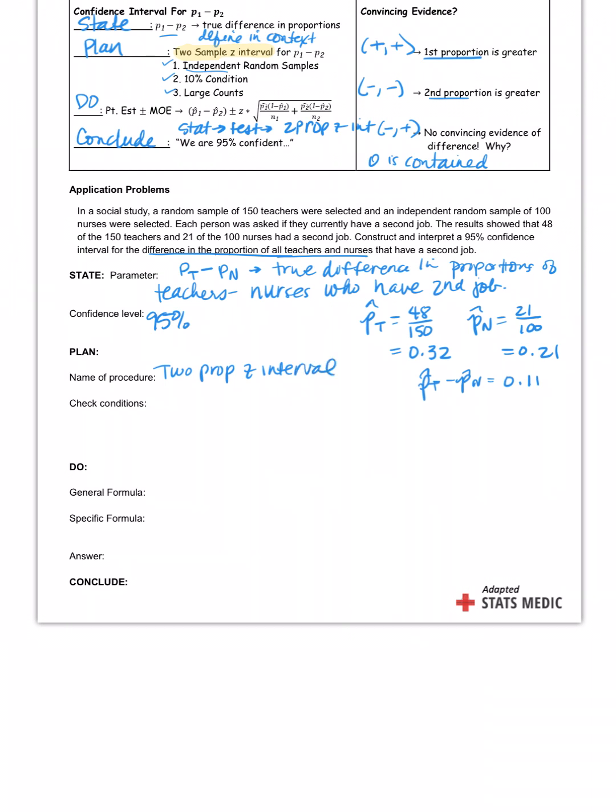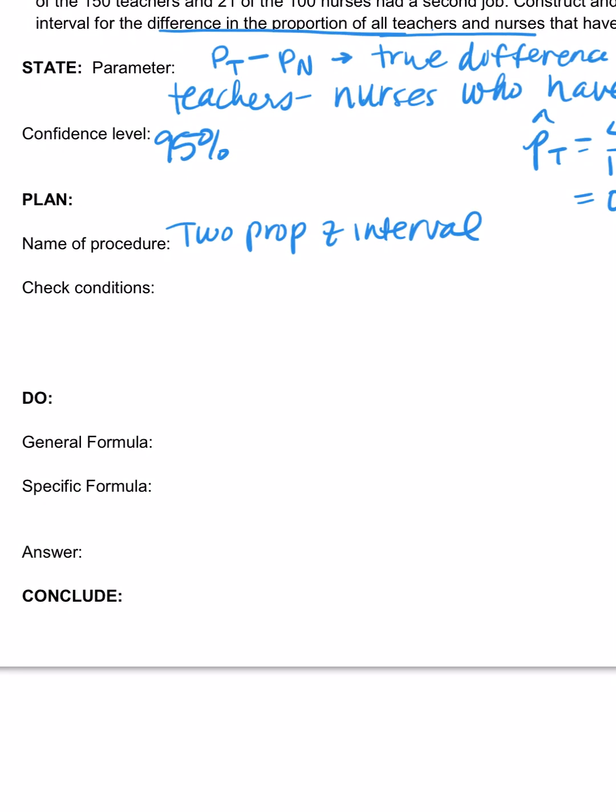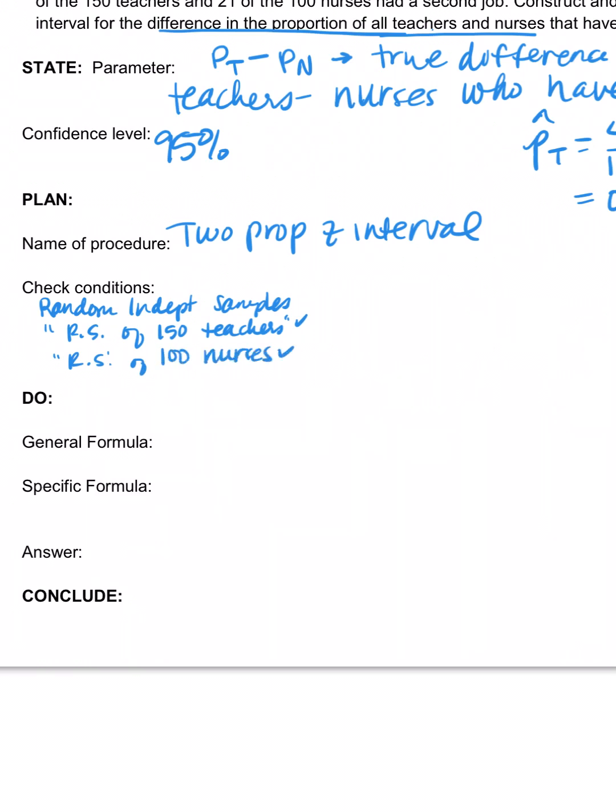Now we get into checking our conditions. All right, so random. We've got to check for 2 random independent samples. What did it say in the question? It says random sample of 150 teachers. And then it says it's a random sample of 100 nurses. Okay, obviously there's no overlap there. And if you recall, why do we do this? Because we need to make sure that we can generalize to the whole population, right? We need it to be random and independent so we can generalize our results to the whole population.